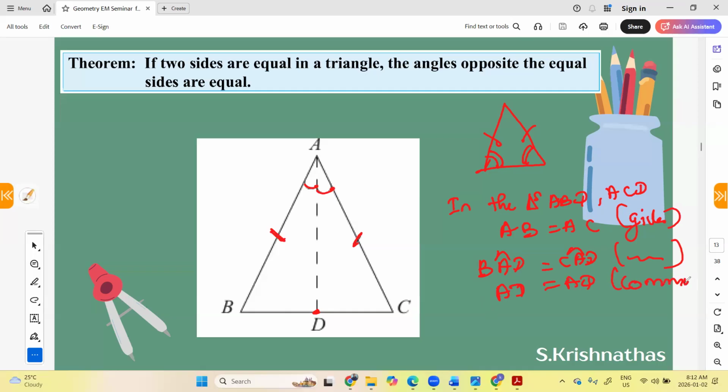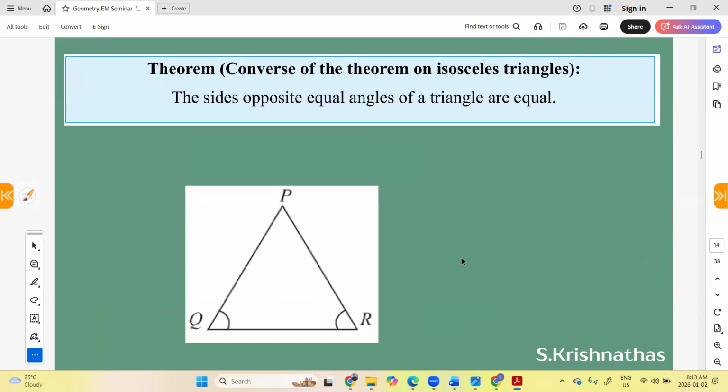So, what can you say about these two triangles? Therefore, triangle ABD is congruent to triangle ACD. Reason? What is the reason, students? Side, angle, side. So these two triangles are congruent. So corresponding elements are equal. This angle equals this angle. Why? Corresponding elements in congruent triangles are equal. So the two angles are equal. That is the formal proof of this theorem.